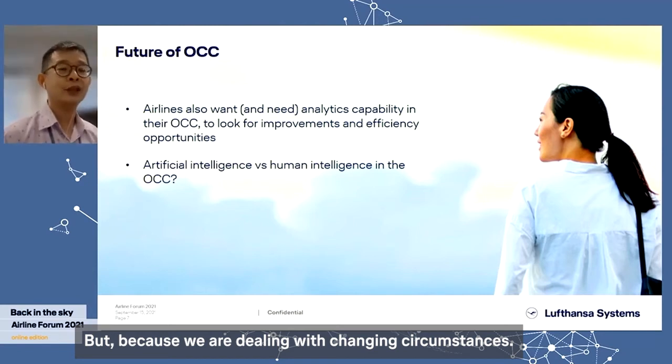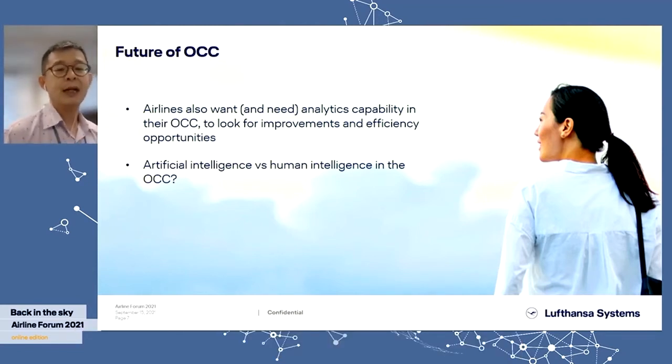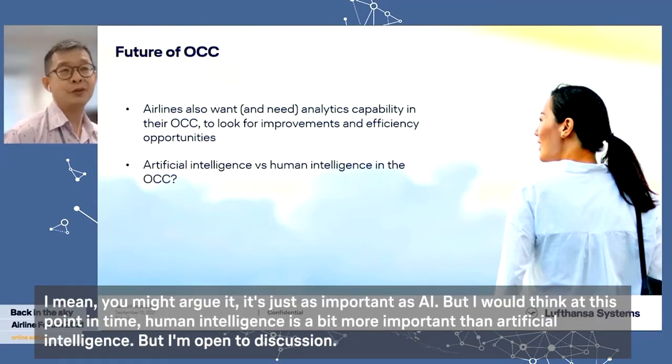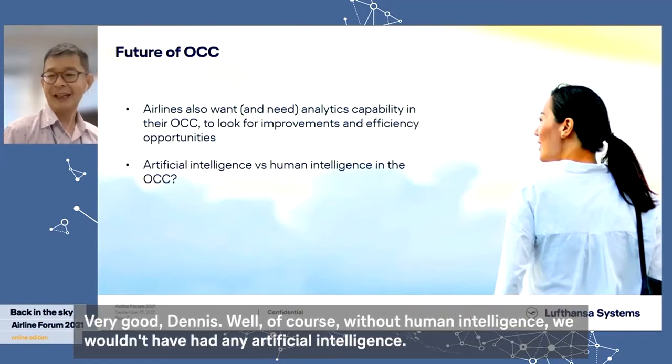because we are dealing with changing circumstances, I think the human intelligence part will probably be more important. I mean, you might argue it's just as important as AI, but I would think at this point in time, human intelligence is a bit more important than artificial intelligence, but I'm open to discussion.